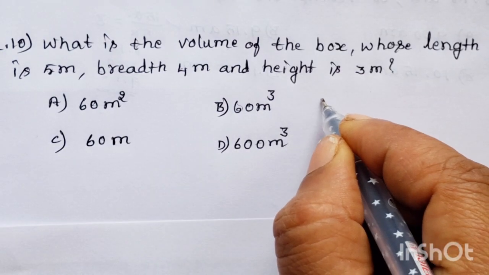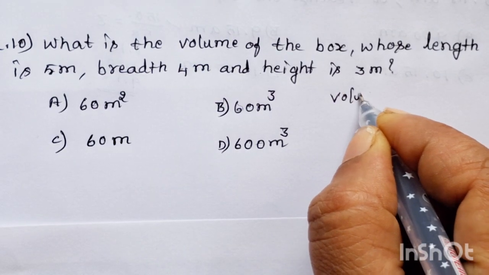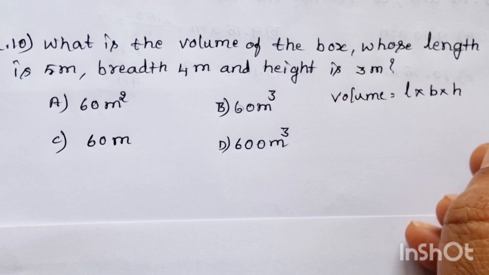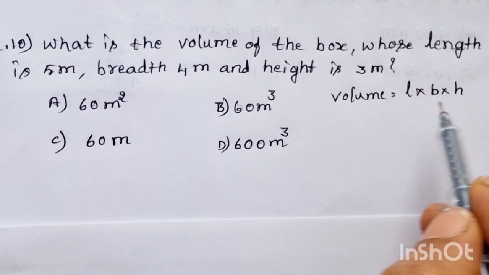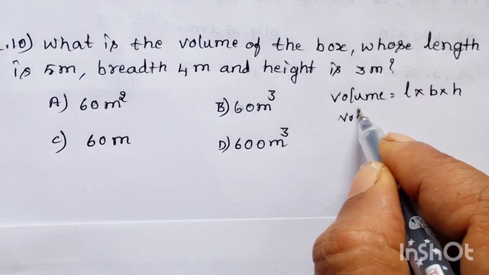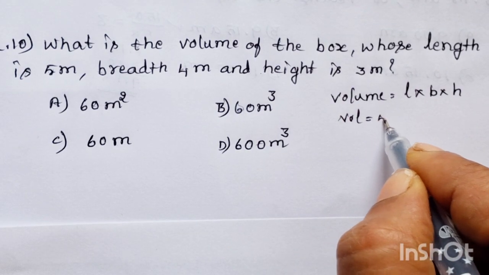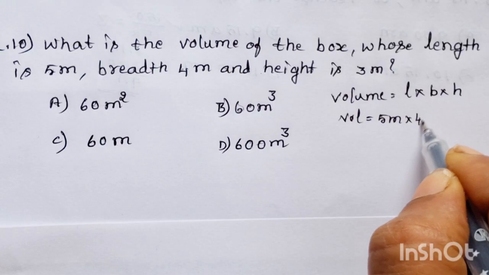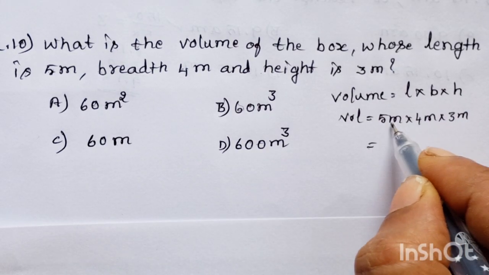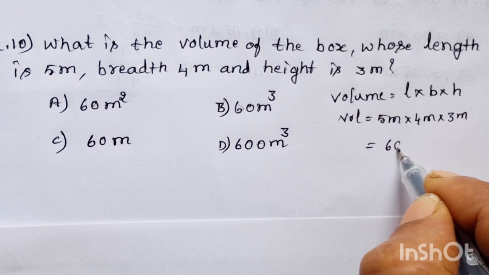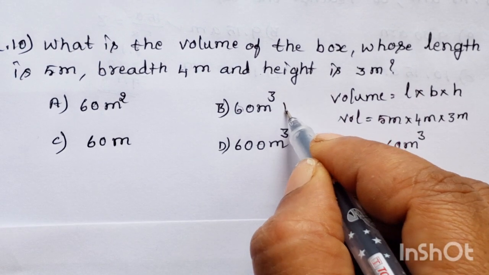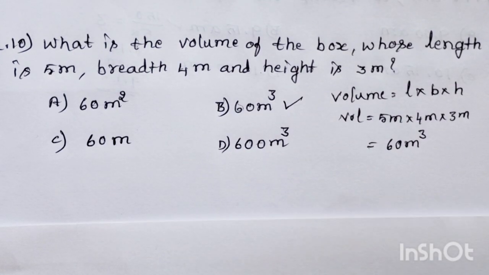And we know the formula for the volume. Volume is the product of length, breadth and height. Length is 5 meters, breadth 4 meters and height is 3 meters. We multiply all of this. 5 meters multiplied by 4 meters multiplied by 3 meters. 5 4s are 20, 2 3s are 60, 60 cubic meter. So right answer will be second one, B, 60 cubic meter.